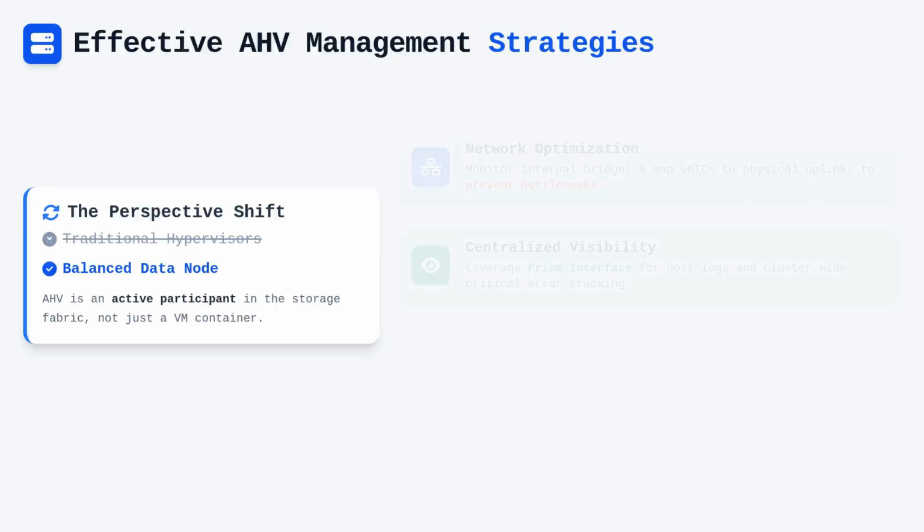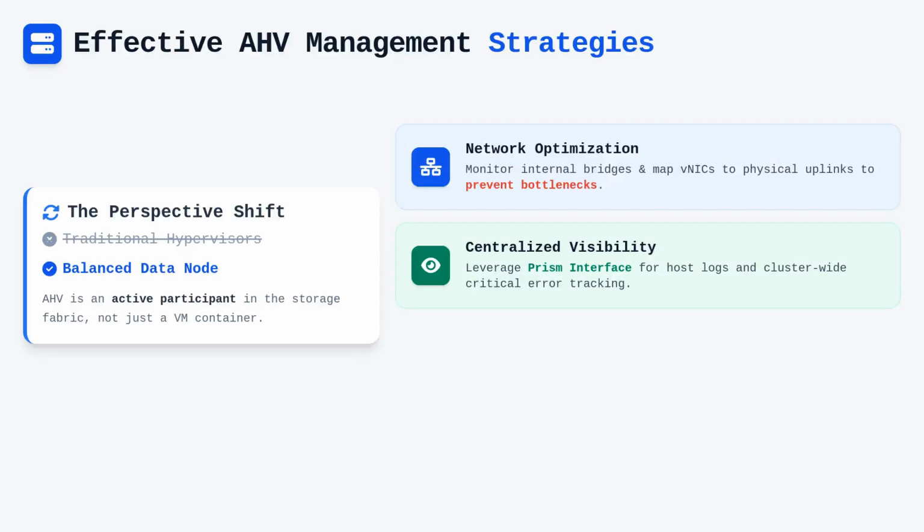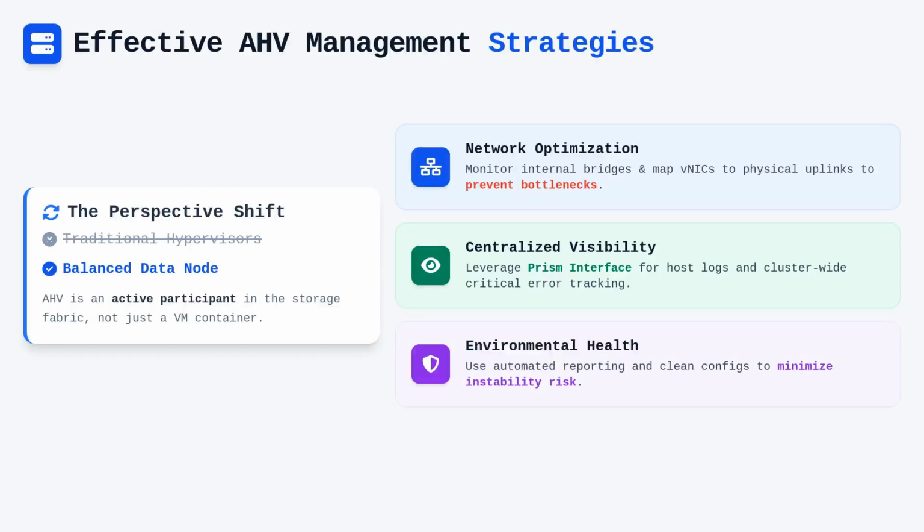Best practices dictate that you monitor the health of the internal bridges and verify that the virtual network interfaces are correctly mapped to your physical uplinks to avoid traffic bottlenecks. Regularly reviewing your host logs through the standard Prism interface is sufficient for most operations, as the system centralizes all critical errors across the cluster.